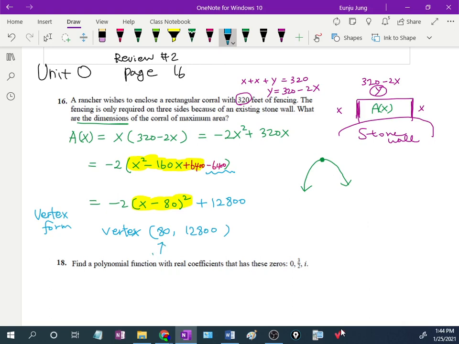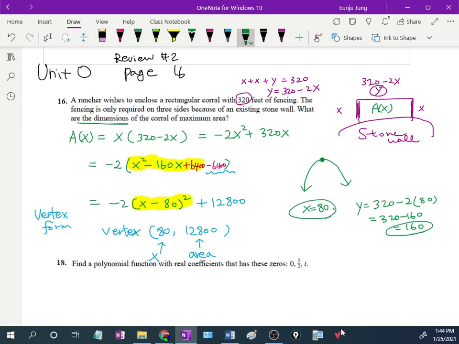This is your x coordinate and this is the area. Okay, so what is the dimension? I need x and y, right? So my x is 80 and what is my y then? So let's plug this into the y expression and then let's evaluate it. So 320 subtract 160, that is 160. So x is 80 and y is 160.